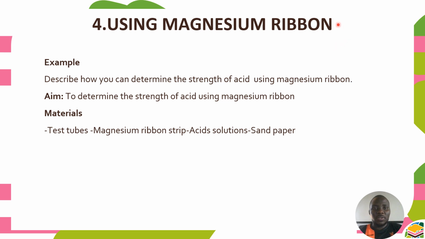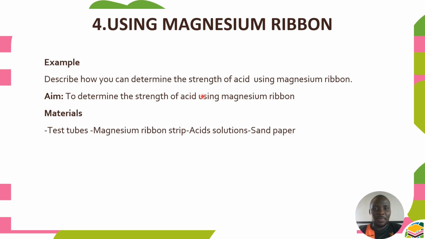Using magnesium ribbon. Remember I said in the previous part we only mentioned that we can use three ways to determine the strength of acids and bases. But this one can be used only when you are looking at the strength of an acid, not a base. That's why initially in the previous part we did not include it as a way of determining the strength of both acids and bases. But this one can be used to determine the strength of an acid only. We use magnesium ribbon.